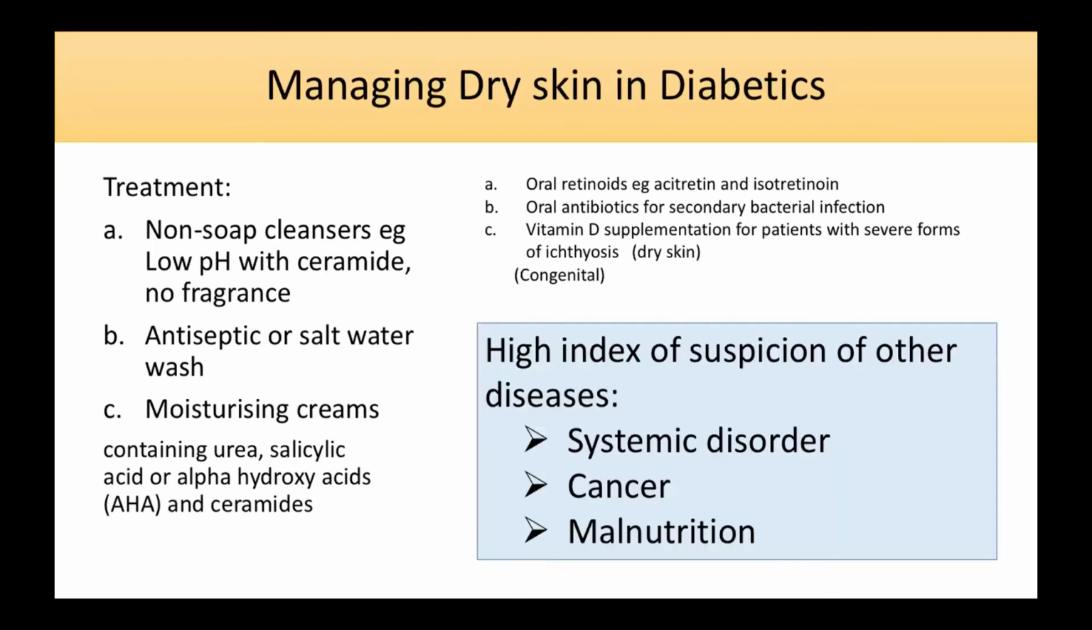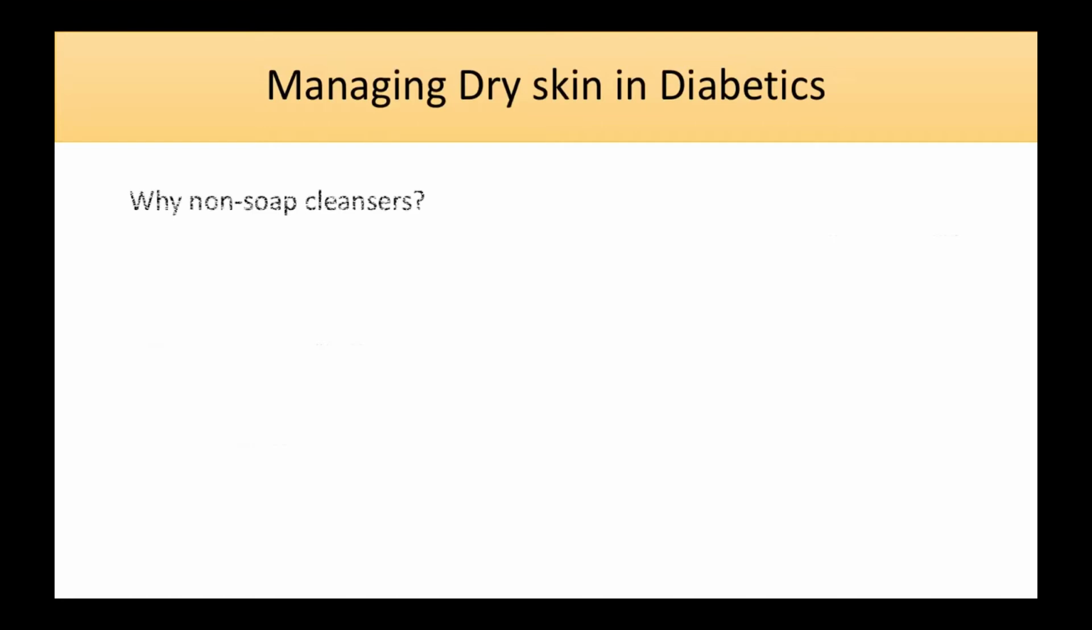But of course, if you have a suddenly acquired dry skin or sudden eruption, then you have to have a high index of suspicion of underlying disease. For example, whether you have a systemic disorder like a hormone problem, or whether you suddenly have a cancer, you have to monitor other signs, for example, whether you're losing weight or not, any symptoms, and of course, malnutrition.